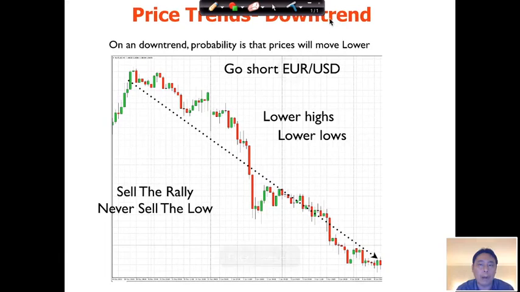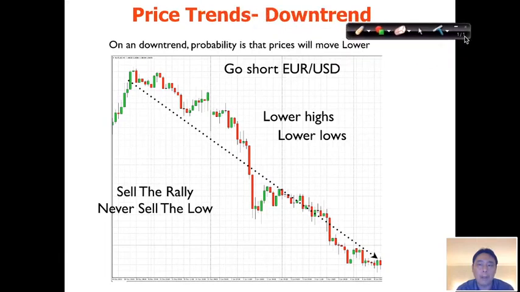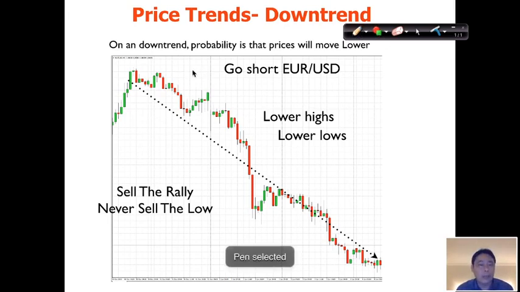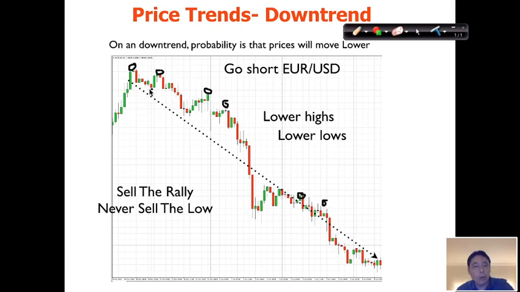Next, we have got a downtrend, right? Got a downtrend over here. So a downtrend is a situation when prices make lower highs and lower lows. So as you can see over here, this is a clear downtrend, right? Price makes lower highs. These are highs, highs, highs, and they make what? Lower lows. Okay, so on a downtrend, notice every time price goes up, it goes lower. It makes lower highs and lower lows.